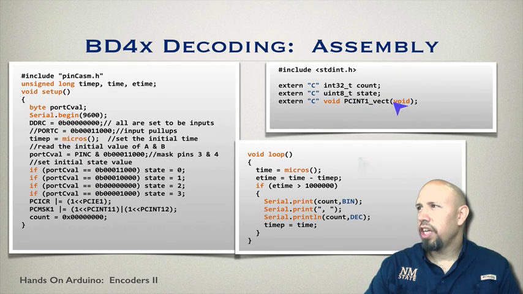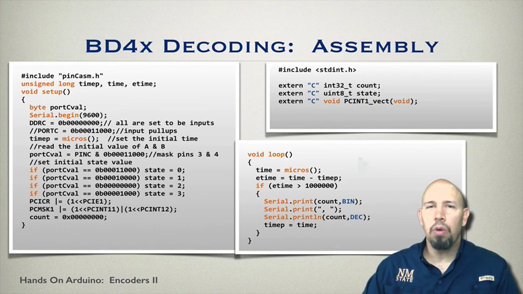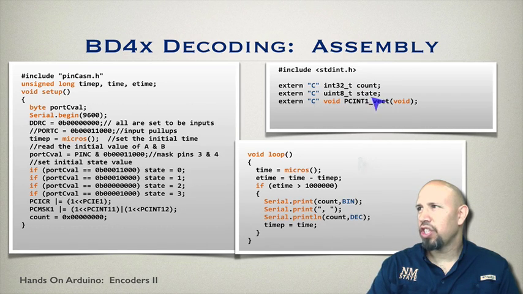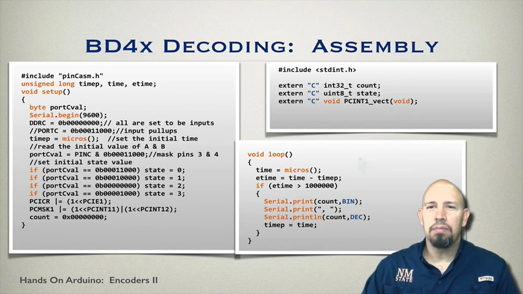So here we've defined our interrupt vector. That's going to be used for our pin change interrupt. So this is very much like what we used in the previous example. Now we're doing things in assembly, so we have to do it a little bit differently. So we have to define these extern C's. And we're going to keep track of our state in the process.